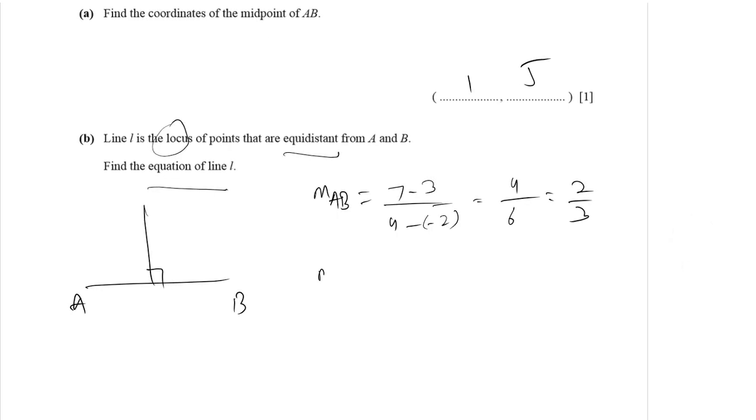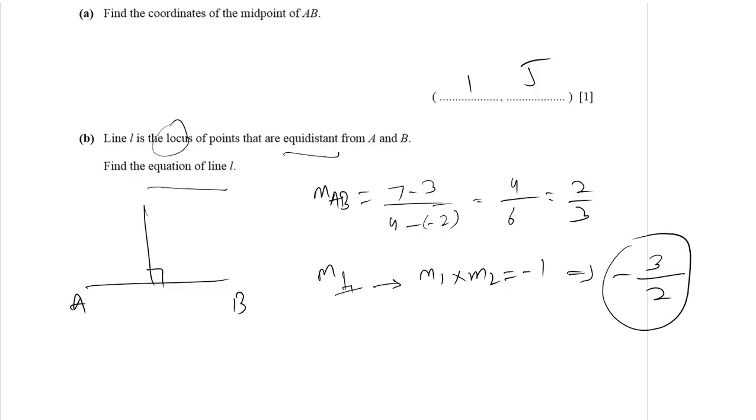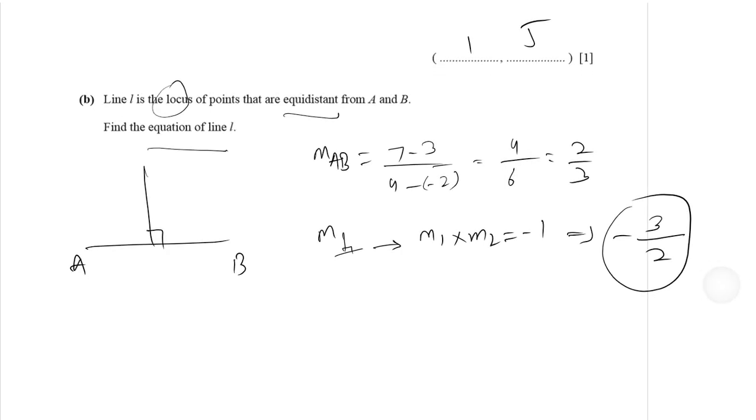And what will be the gradient that is perpendicular to it? M1 into M2 is equal to minus 1. So simply take the reciprocal and change the sign.